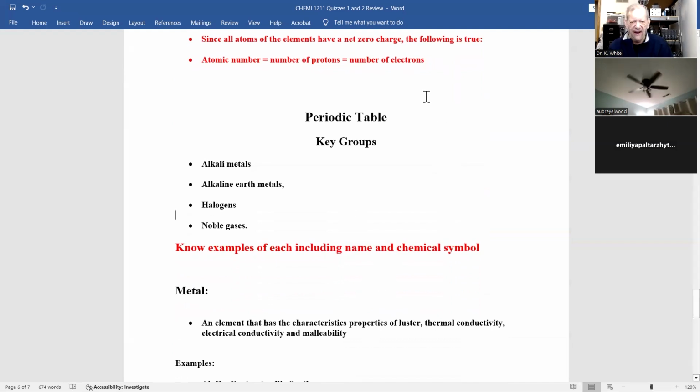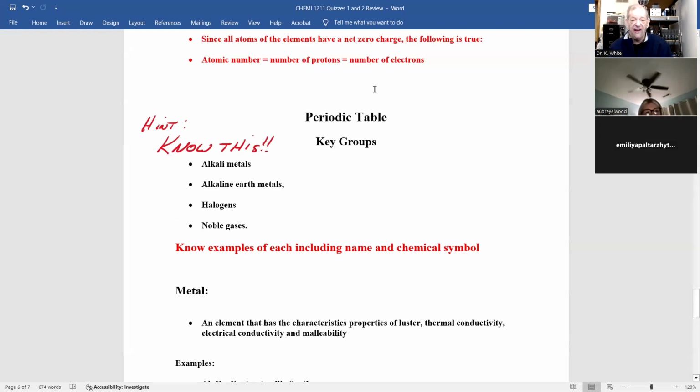When we look at the periodic table, there are four groups, which are the columns, that you should know. And I'll show you a periodic table in a little while. Those are the alkali metals, the alkaline earth metals, the halogens, and the noble gases. And I better be subtle again. You should be able to give examples of those four.